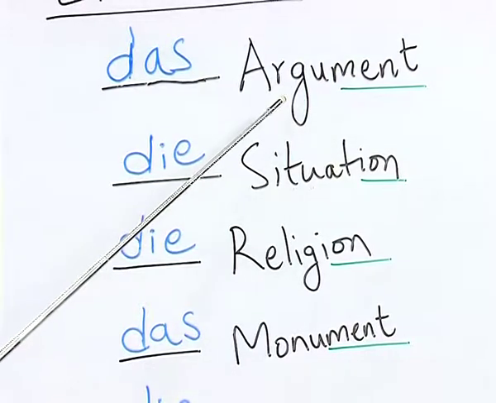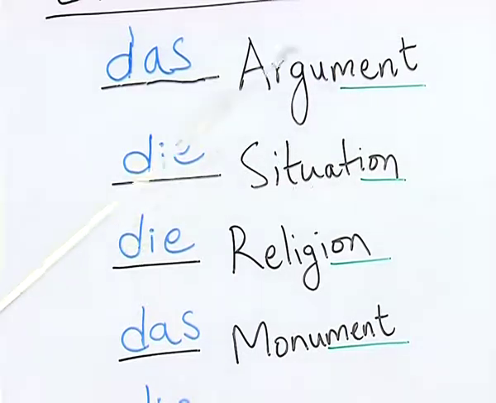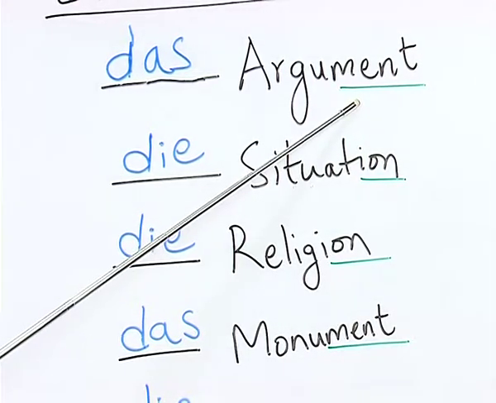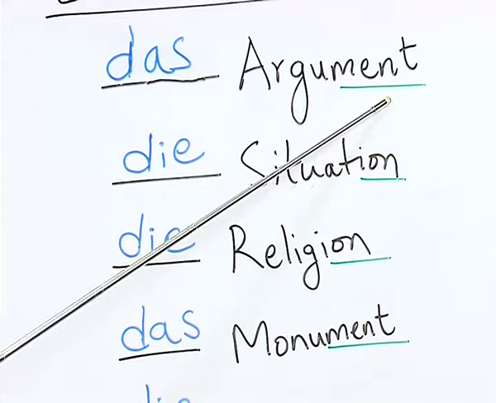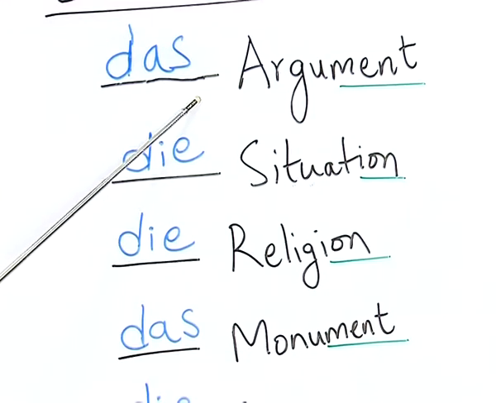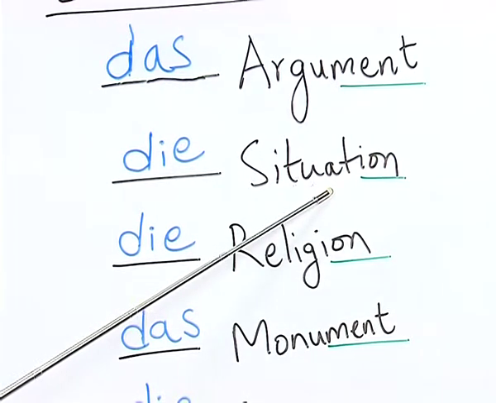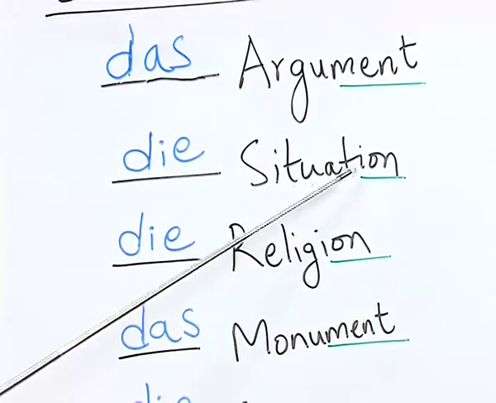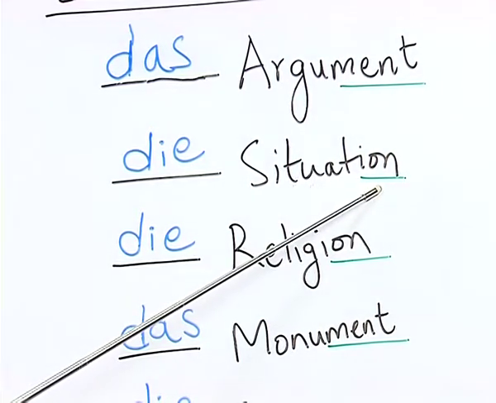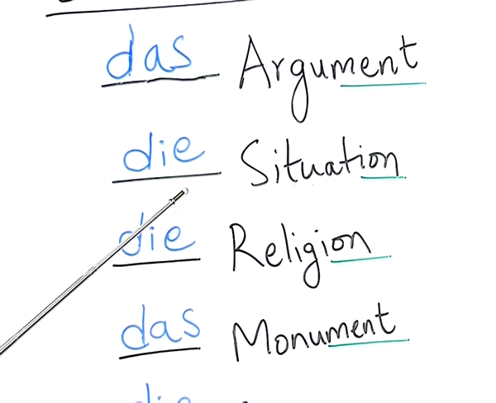Now let us look at the noun Argument, and it is the same as in English, argument. If you look at the ending -ment, which denotes the neutral gender, the student has written the right answer, which is the article das. Now let us look at this noun, Situation, as it is called in German, and the same in English, situation. If you look at the ending -ion, which marks the feminine gender, the article is die.